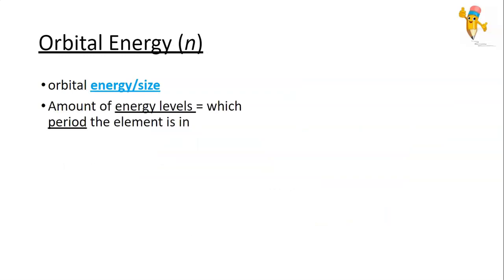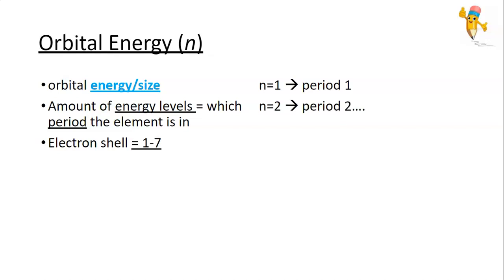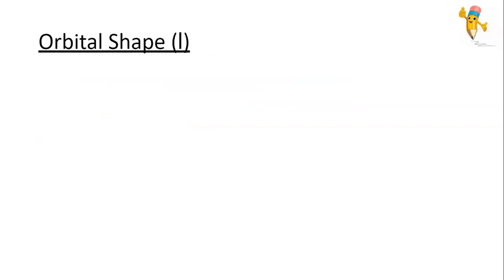So orbital energy, or size, is the amount of energy levels. That's the period, or the row, that the element is in. We can have 7 of them because there are 7 rows, right? So electron shell 1 through 7. N equals 1 is period 1, N equals 2 is period 2, all the way through to 7.